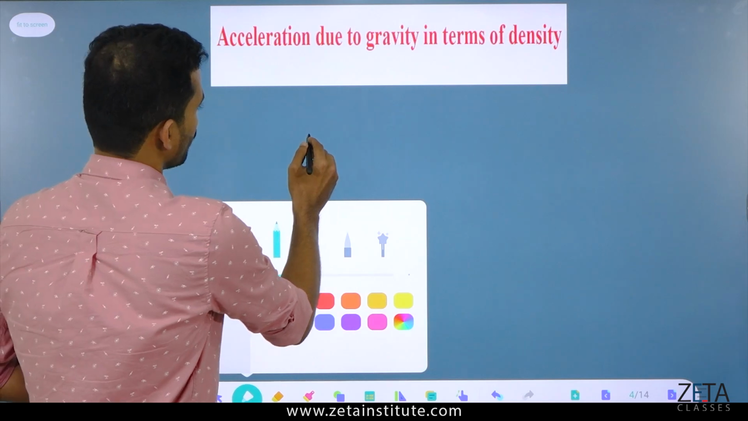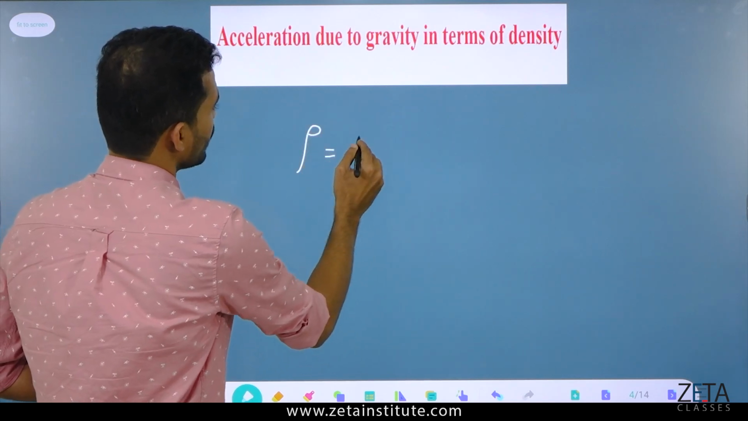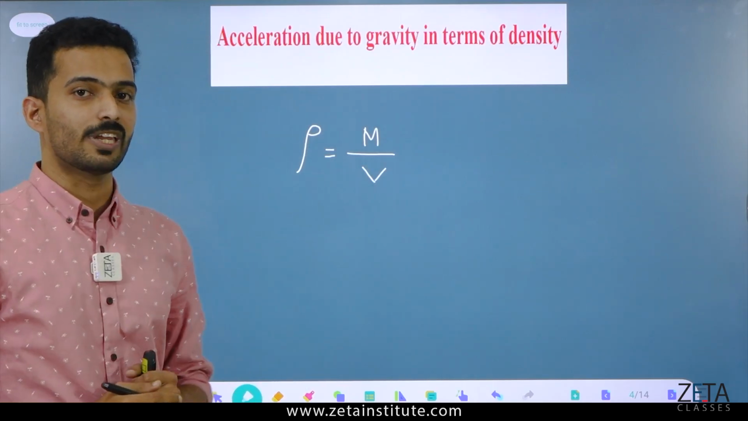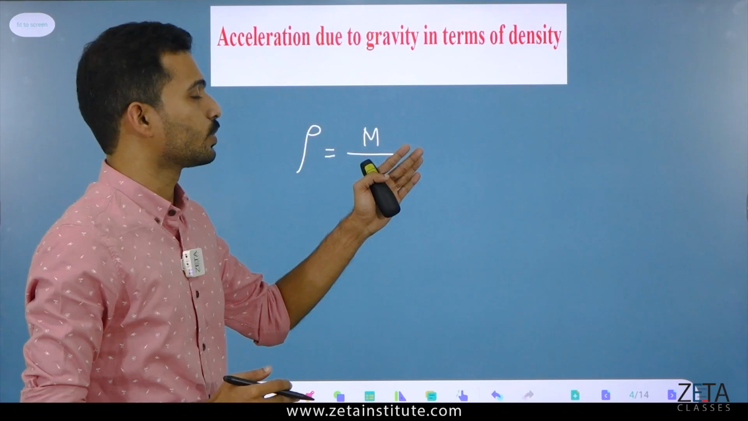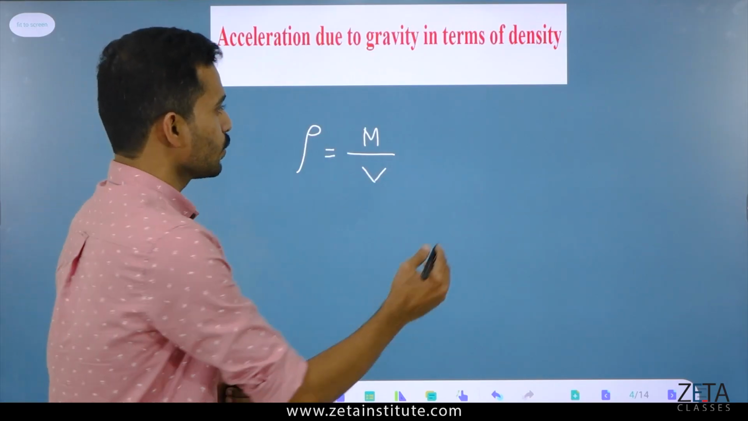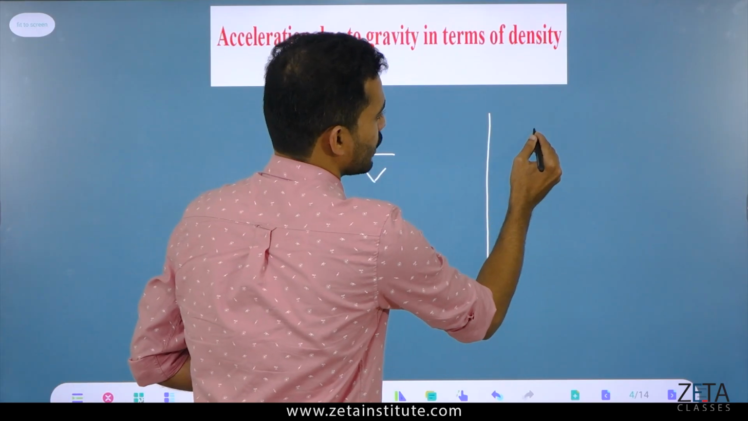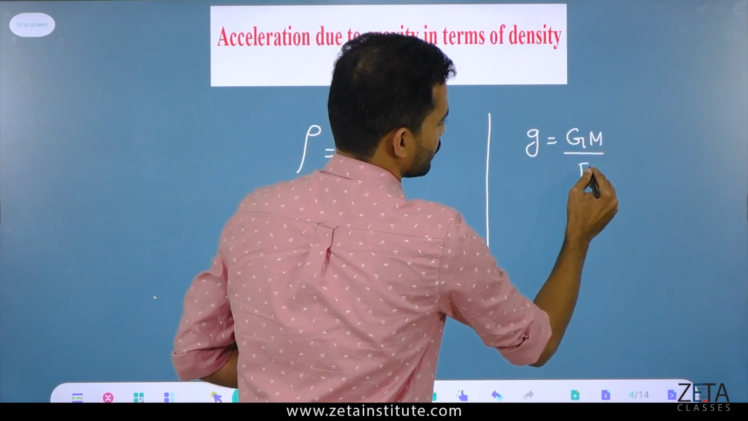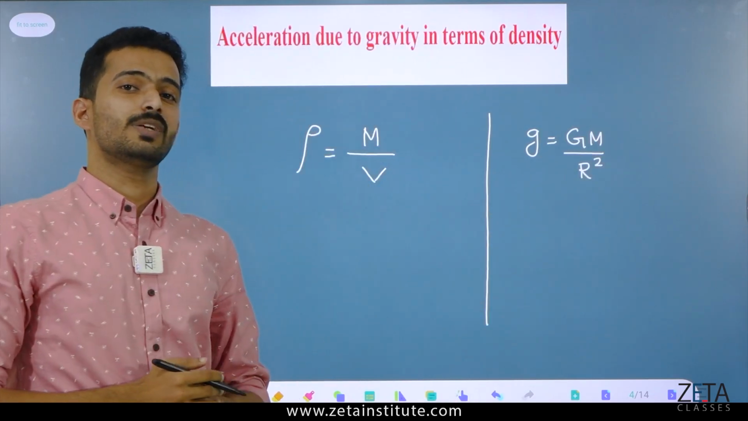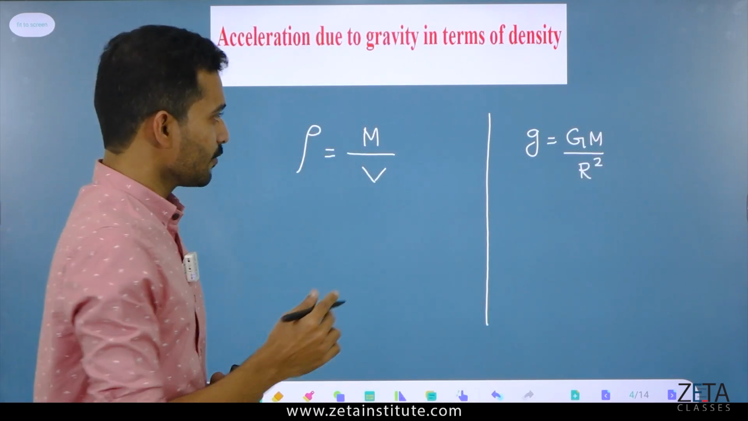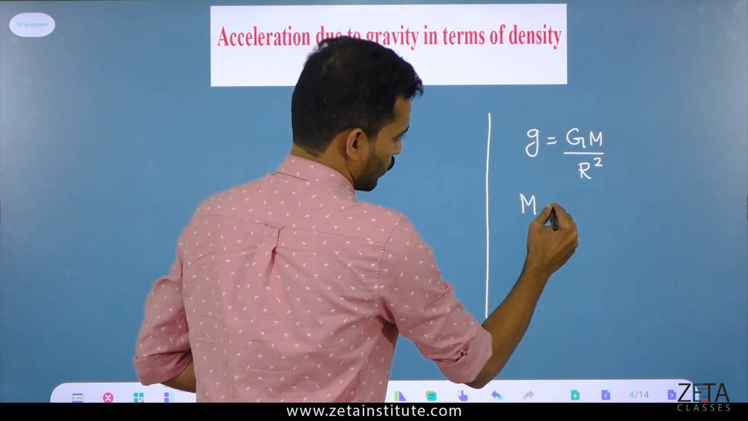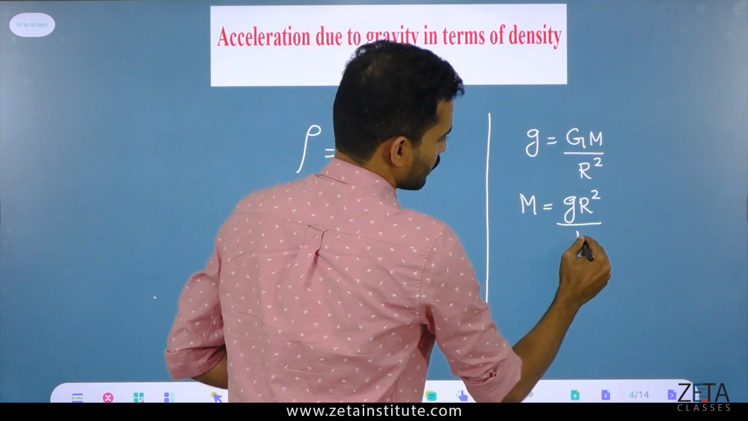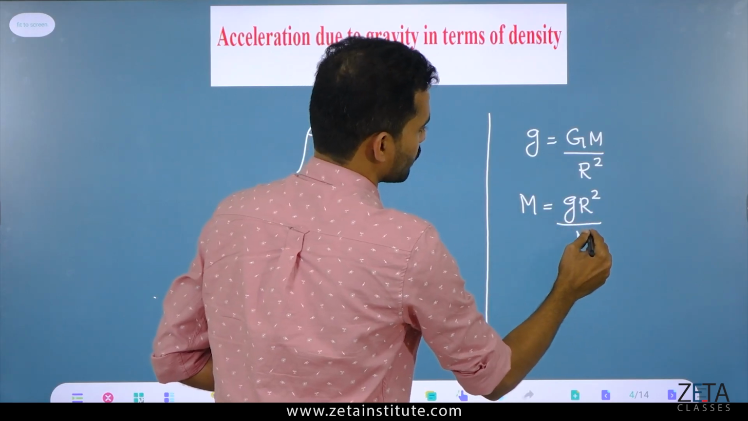So we know, which is the equation to find density? Density rho is equal to mass divided by volume. The mass density is given by rho is equal to mass by volume. So we already have one equation, g is equal to GM divided by R square. From this, what is M? M is equal to g R square divided by G.